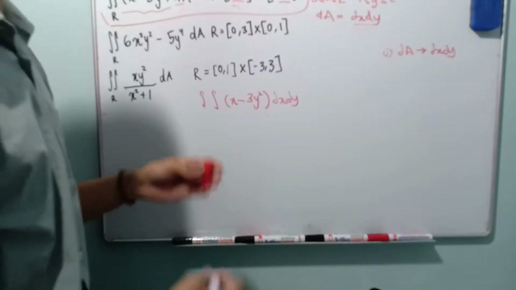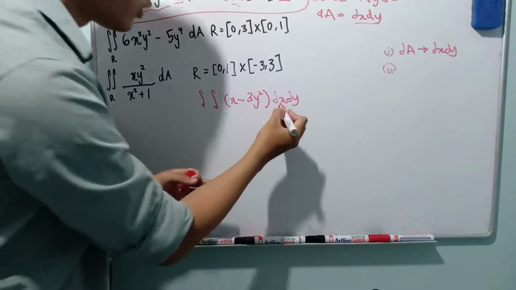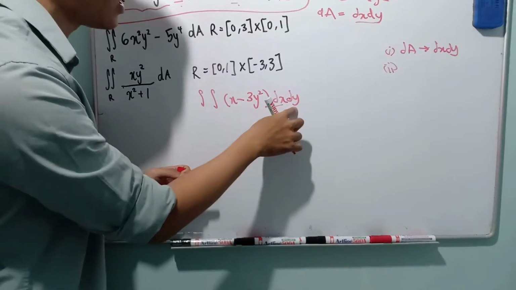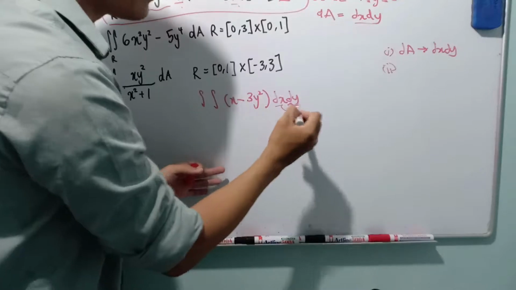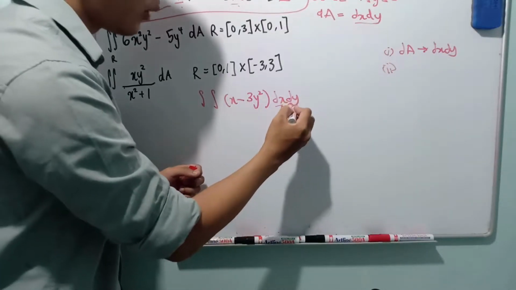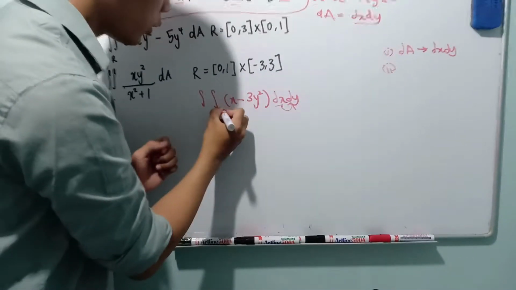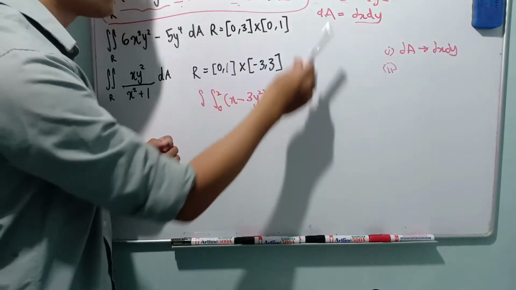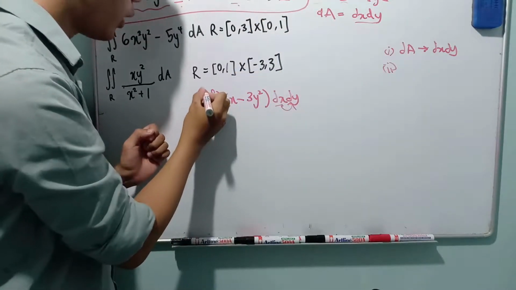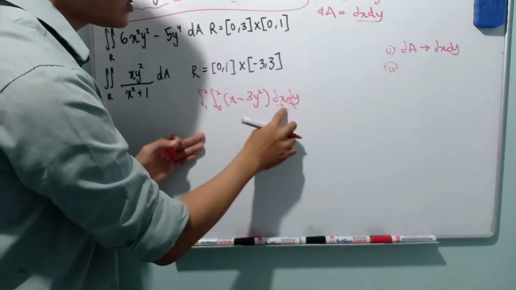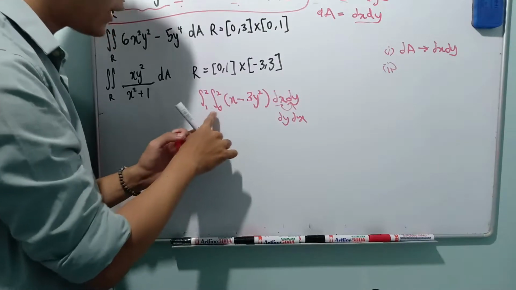After that, I follow the arrangement. Here I see x first and then y, so I take my x value first and then my y value. My x is from 0 to 2, so I put 0 and 2 here. My y is from 1 to 2, so here is 1 and 2. Follow the arrangement: y goes first here and x over here.